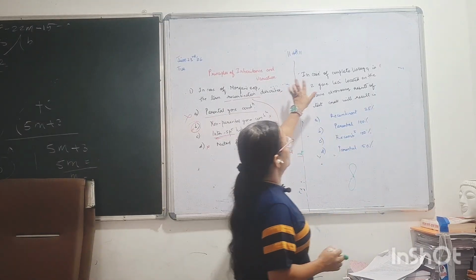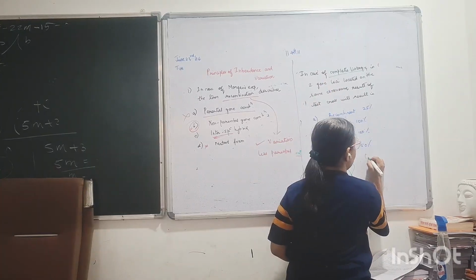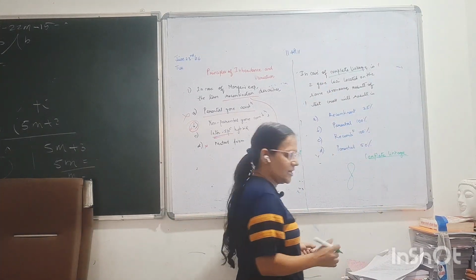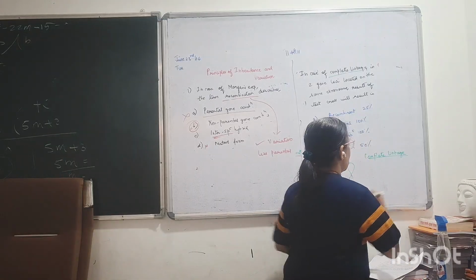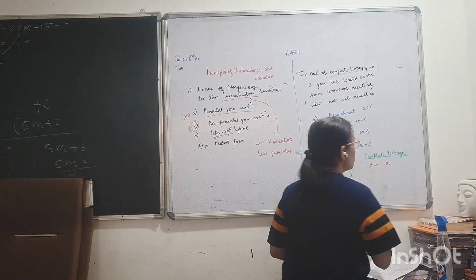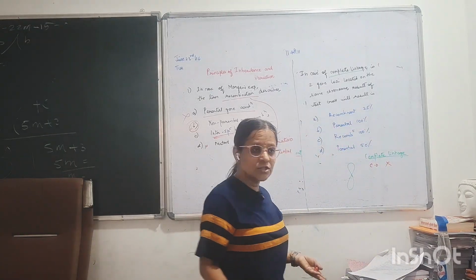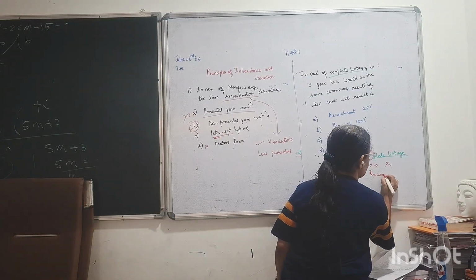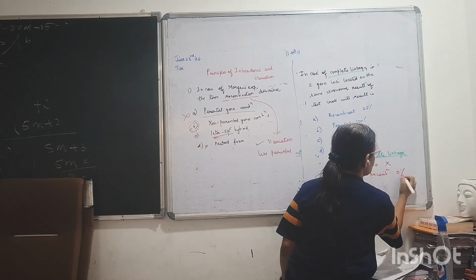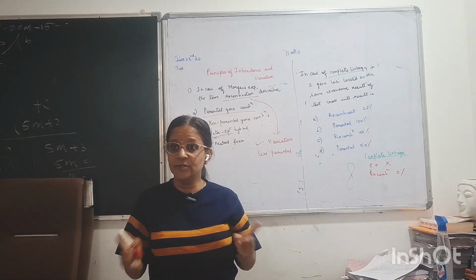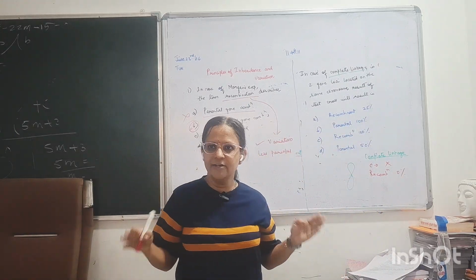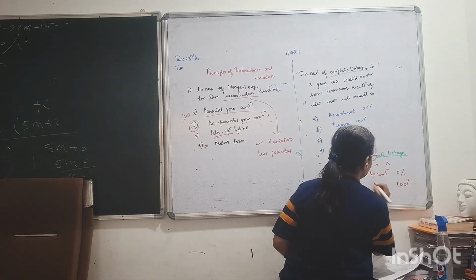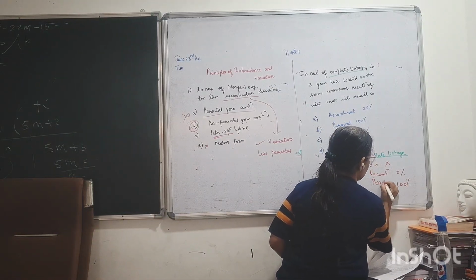What have they said? In case of complete linkage. When it is complete linkage, then there are no chances of crossing over, right? So we will say that crossing over will not take place. Now if there is no crossing over, you won't get recombinants, right? So recombinants you will get 0%. Now if you are getting 0% recombinant, meaning you are getting 100% parental combination.